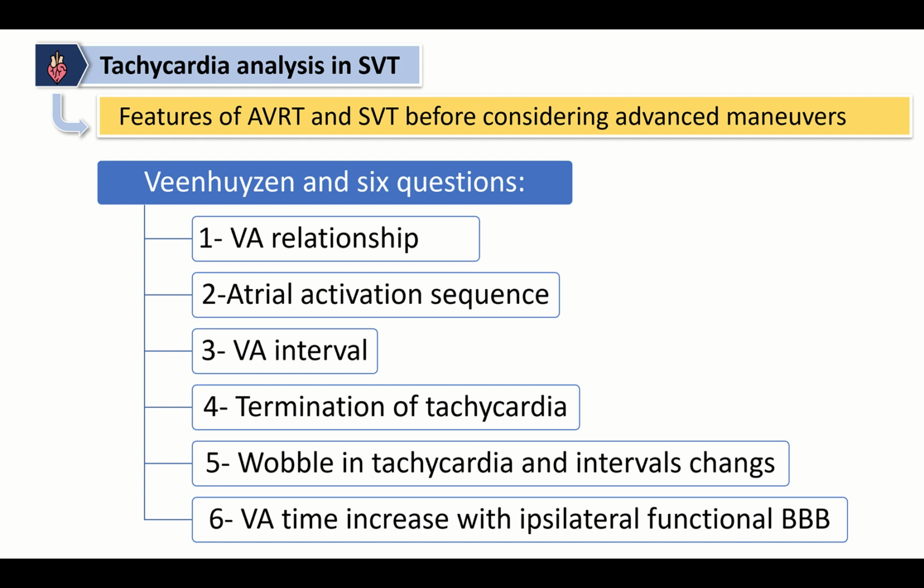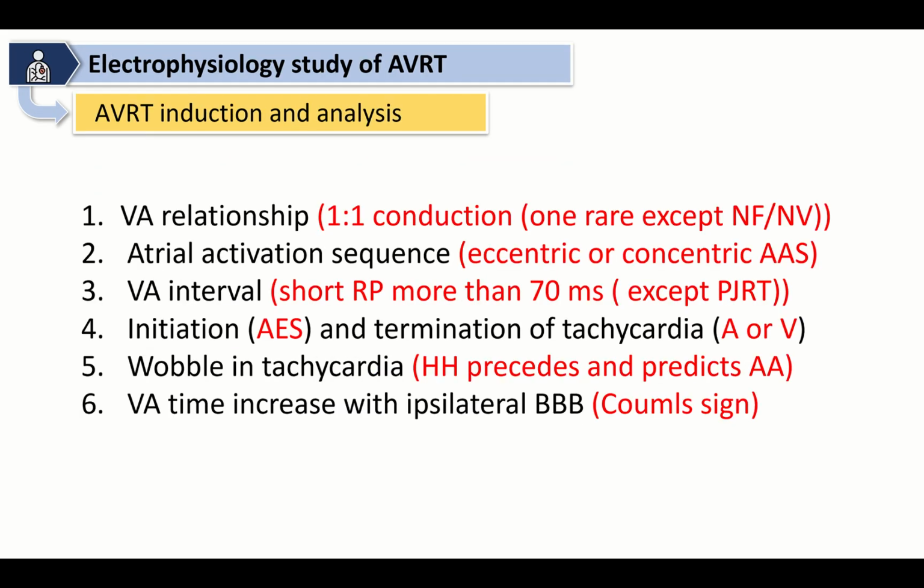What is the relation between VA conduction, then atrial activation sequence? Is it concentric or eccentric? Number 3, VA interval, long or short RP? Termination of tachycardia and onset of tachycardia, termination with A or V. Is there any wobble of tachycardia? What about interval changes? H interval change first, or A interval change? Finally, VA time increase with ipsilateral bundle branch block.